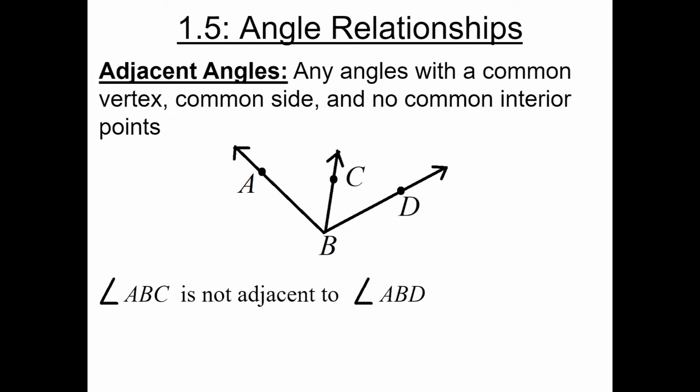But if we look at another angle pair in the same diagram, ABC and ABD, even though they both share vertex B and side BA, some points inside of ABC are also inside of ABD. Also, if you look at where the angles are, ABC is not next to ABD. It's stuck inside of it, so that means it's not going to be adjacent.